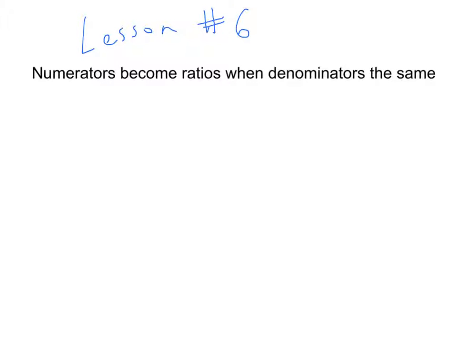Okay, so lesson number 6 is numerators become ratios when denominators are the same. So what does that mean? For example, if you have a question that is saying 1/3 to 2/3, then the ratio becomes 1 to 2. So in other words, once the denominators are the same, the numerators can be put into a ratio as follows.